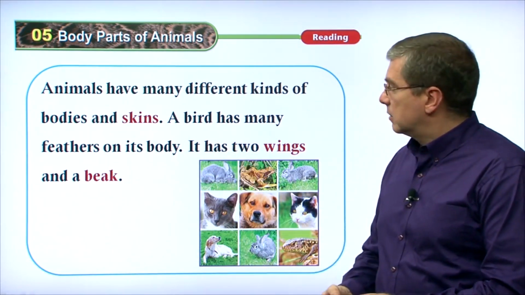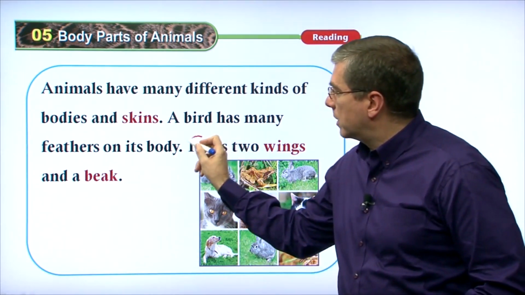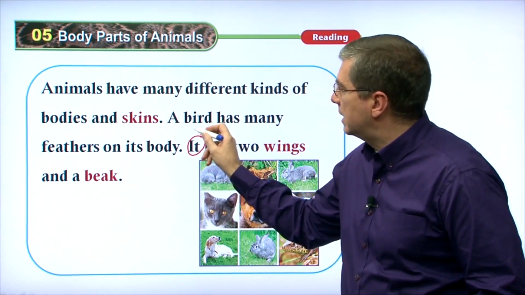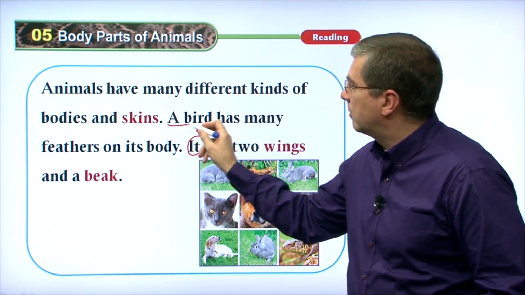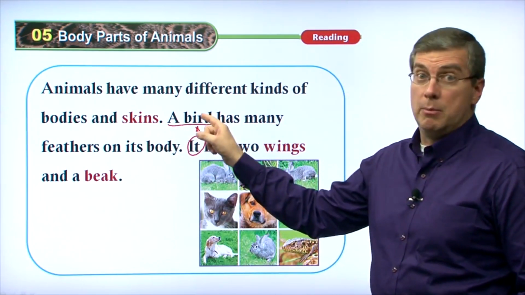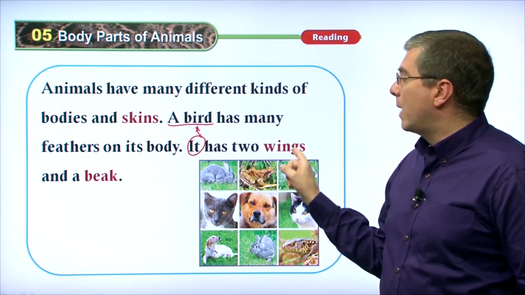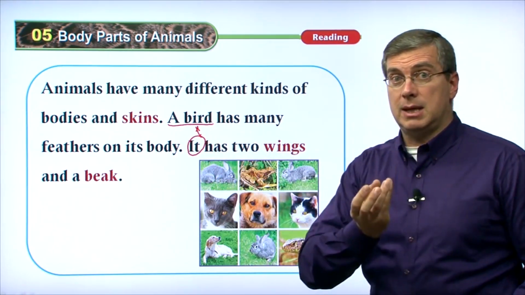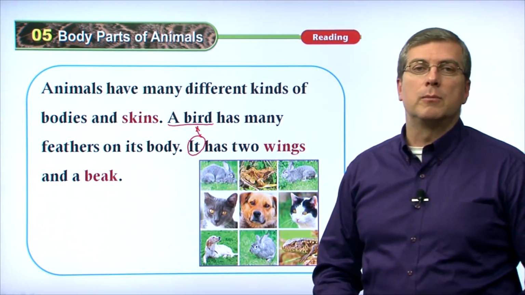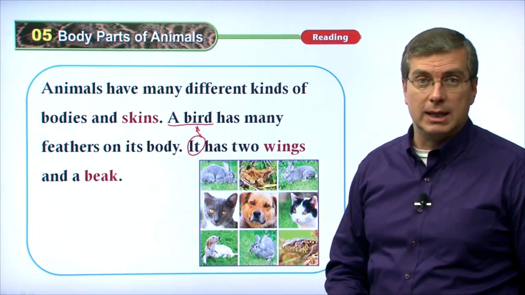When we see it, of course, we're talking about a bird. We don't have to say a bird, a bird, a bird at the beginning of every sentence. We can use it as a pronoun to refer back to a bird. A bird has many feathers on its body. It, the bird, has 2 wings, right, and a beak, right? So 2 wings and a beak, those are also parts of a bird's body.